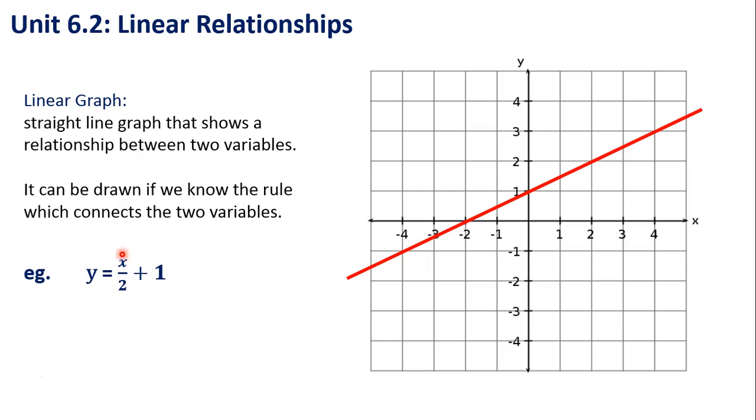To draw the graph, we need to know the rule that represents the two variables and connects them. So this is the rule for the graph we looked at in the last video, y equals x over 2 plus 1. That tells us the relationship and how to plot the graph. Whatever the x value is, it's divided by 2 and then 1 is added, and that gives us the y value. That relationship is shown on the graph here.